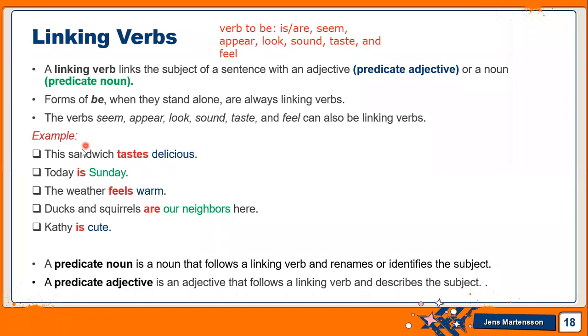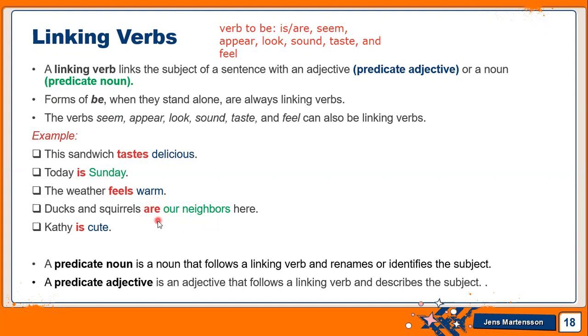Okay, let's read them. The sandwich tastes delicious. Today is sunny. The weather feels warm. So feels is a linking verb. Warm is a predicate adjective because it's describing how the weather feels. How does it feel? It feels warm. It's an adjective and it's taking the place of a predicate. So I call it a predicate adjective. Ducks and squirrels are our neighbors. Here, our neighbors, the predicate, is a noun. So I call it a predicate noun because the noun is taking the place of the predicate, and are is the linking verb.